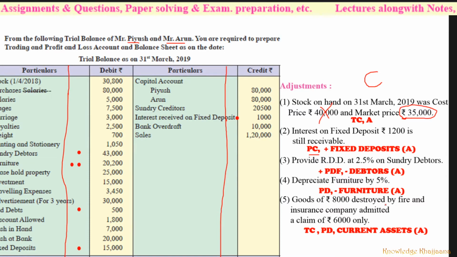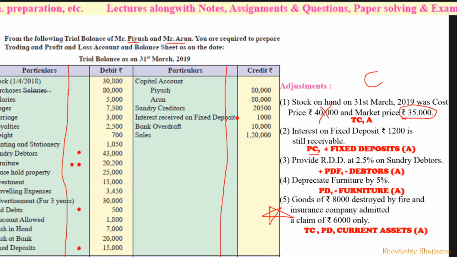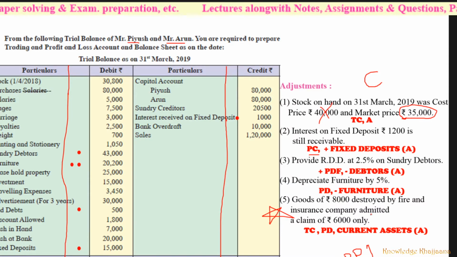Goods of rupees 8,000 destroyed by fire. This is an important adjustment. A little bit variation of this will be seen in the later example, in the unsolved problem, that is practical problem number 1. But see, here it is different. Goods of rupees 8,000 destroyed by fire, goods at cost. An insurance company admitted a claim of rupees 6,000 only.